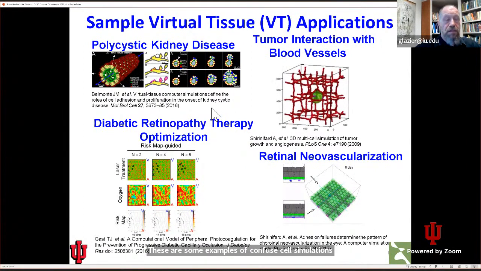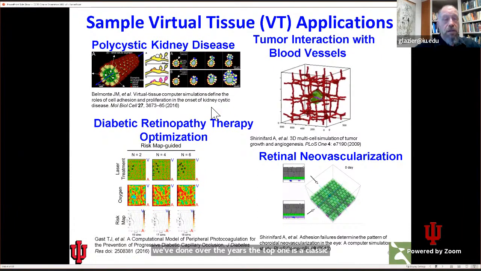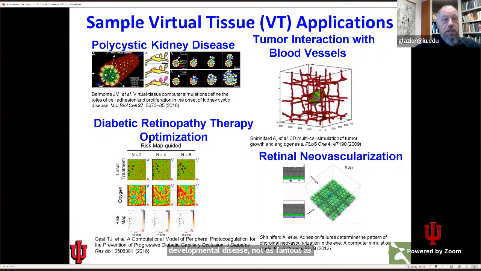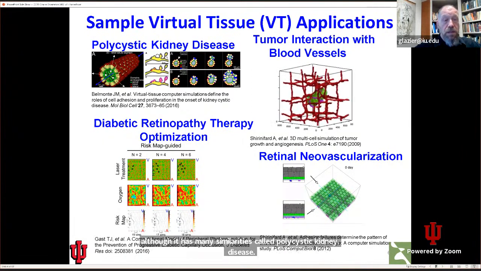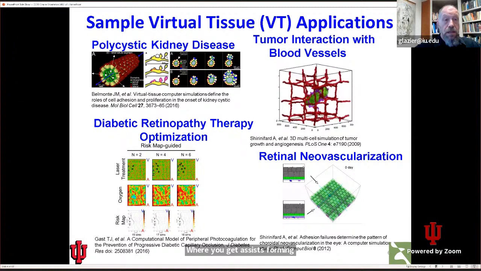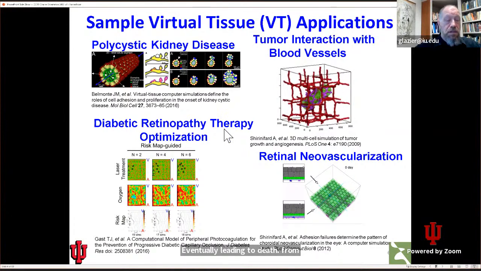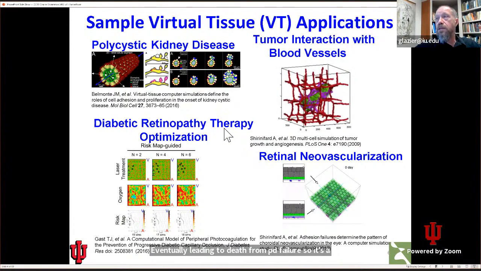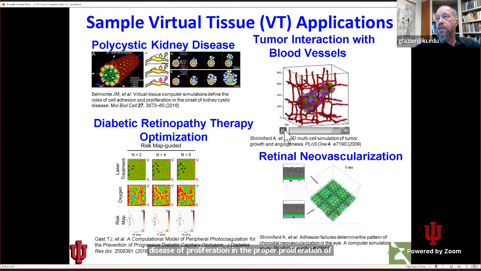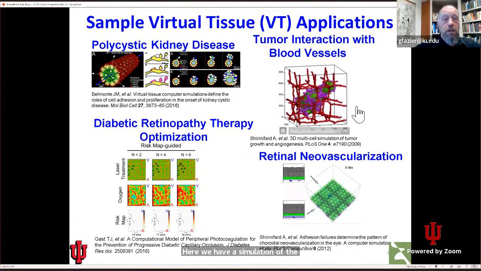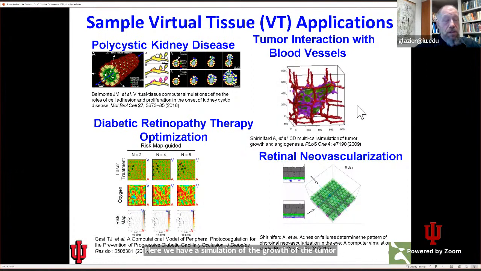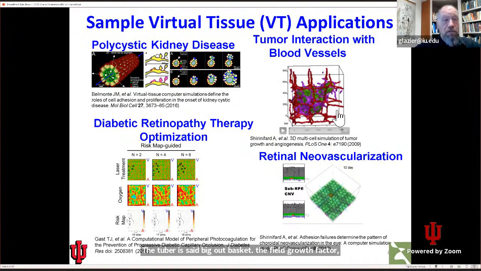The top one is a classic developmental disease, not as famous as cancer, although it has many similarities, called polycystic kidney disease, where you get cysts forming throughout life in the kidneys, eventually leading to death from kidney failure. So it's a disease of inappropriate proliferation of cells. On the right here, we have a simulation of the growth of a tumor. The tumor is sending out vascular endothelial growth factor signals that are causing proliferation of blood vessels. The proliferating blood vessels are in purple. Those blood vessels in turn supply additional nutrients and oxygen to the tumor, allowing it to grow faster.